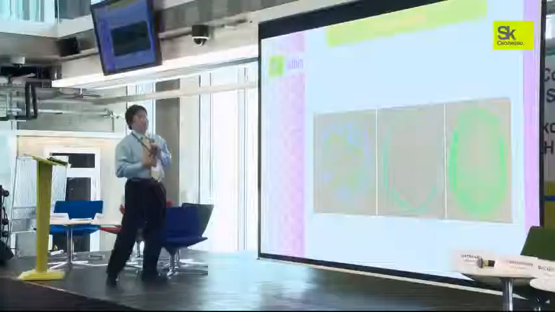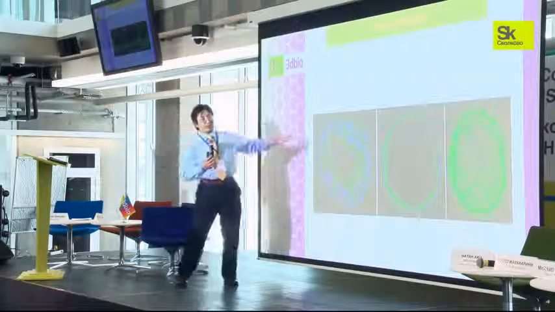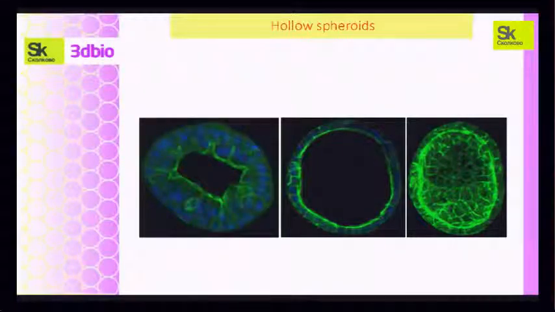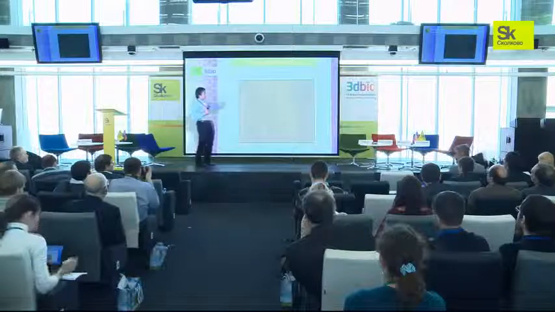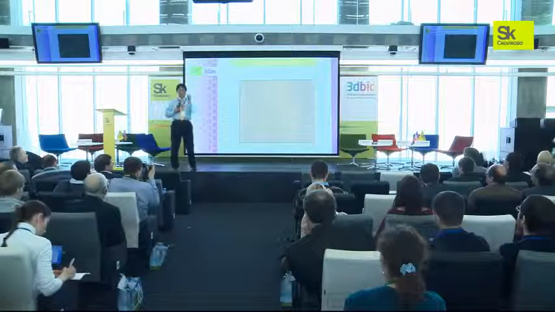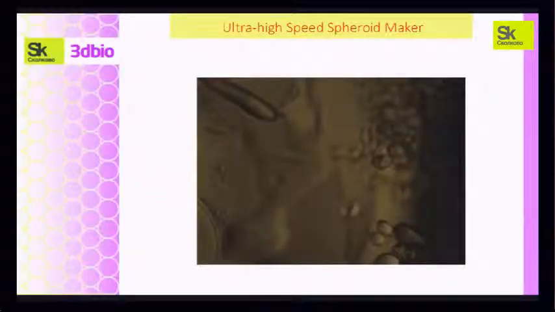And if you want to mimic hollow or tubular structures in the body, you can also make hollow spheroids. And this second technology can make spheroids even faster. This one allows us to make about 2,000 beads per minute. So if you have enough cells, we can have enough spheroids to build a human body in one day, basically.